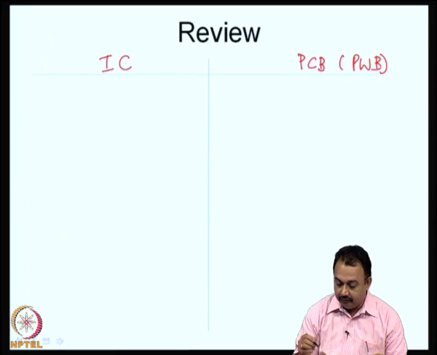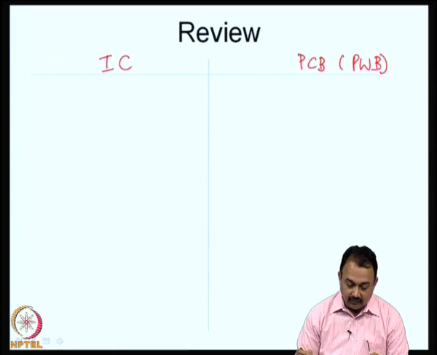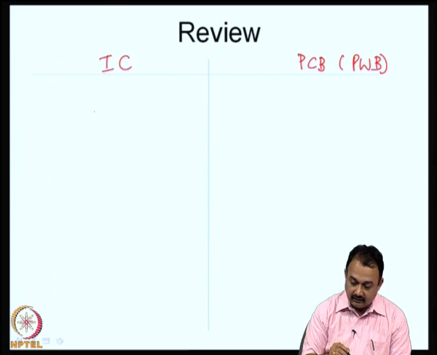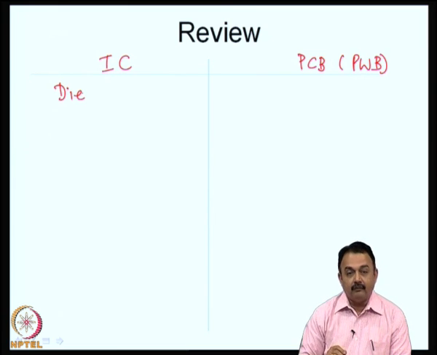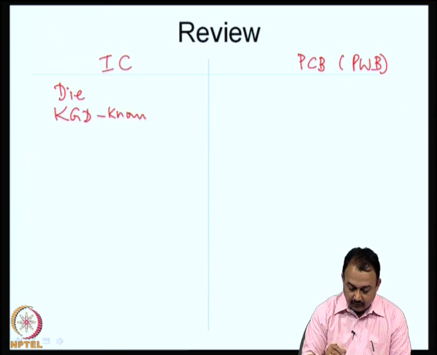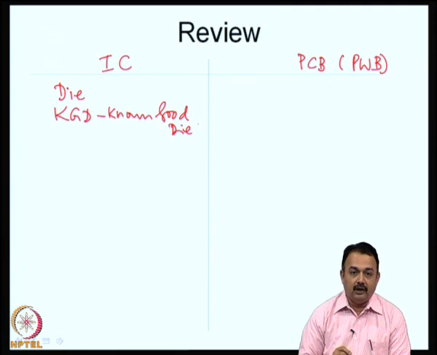board. Now, first let us look at some terms that we have seen in the last chapter as far as the IC is concerned. IC stands for integrated circuit. You can also use terms like a die. Die also represents an active device. Okay. We also looked at the term called KGD, which is known as known good die. A known good die is one that is tested after fabrication.